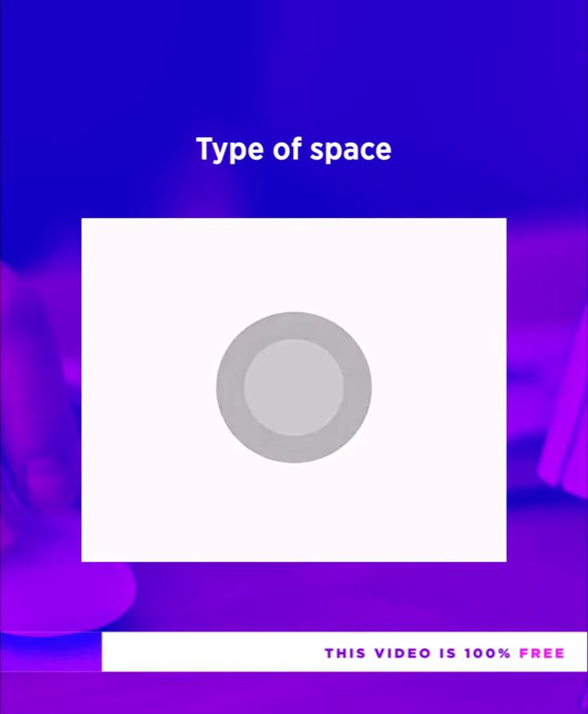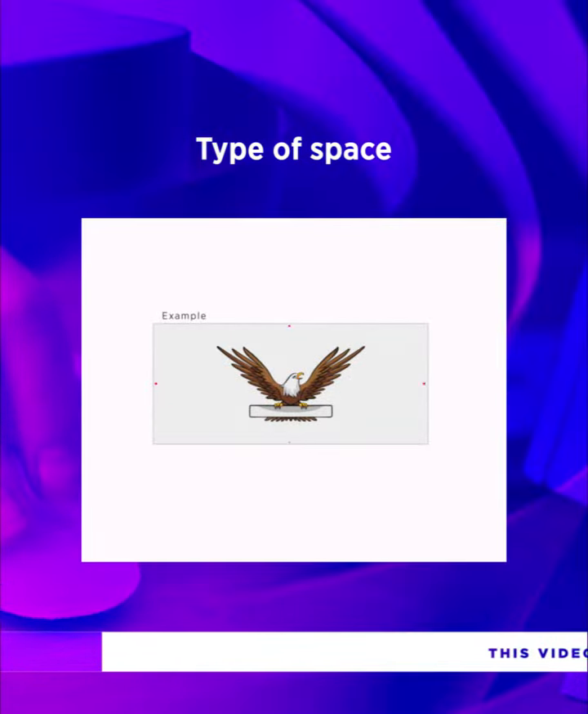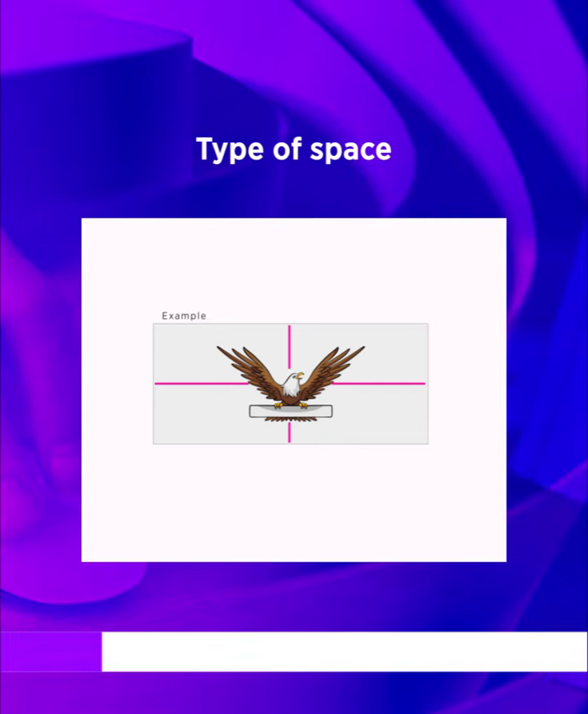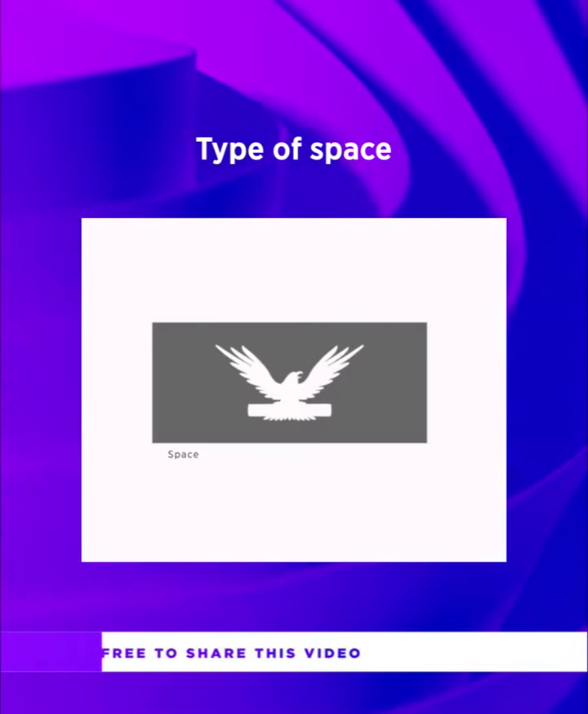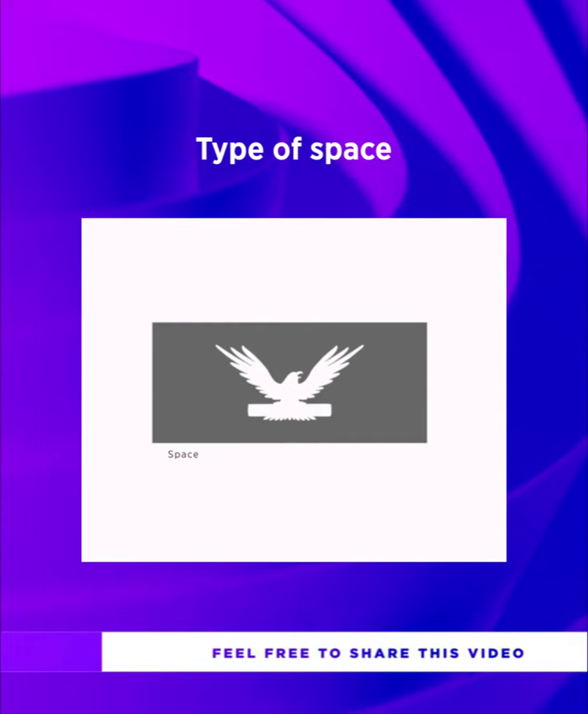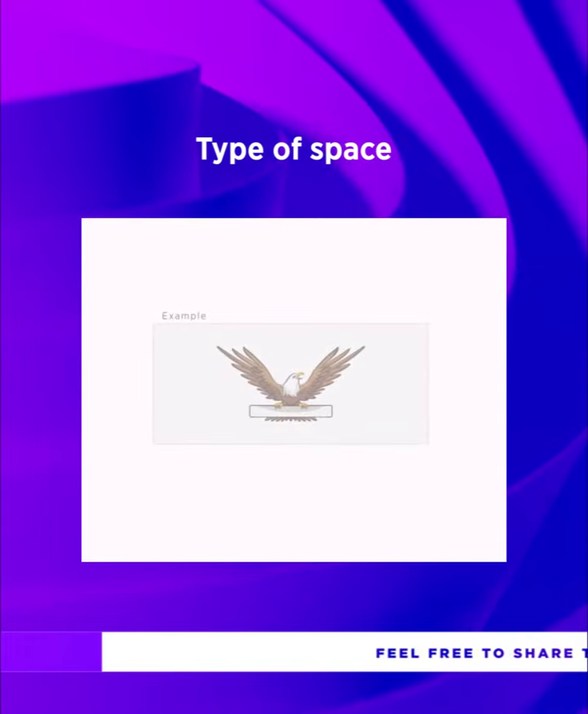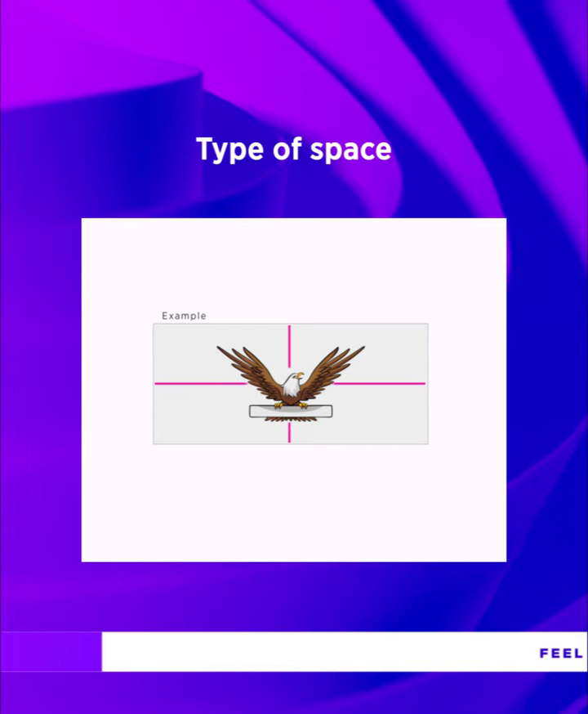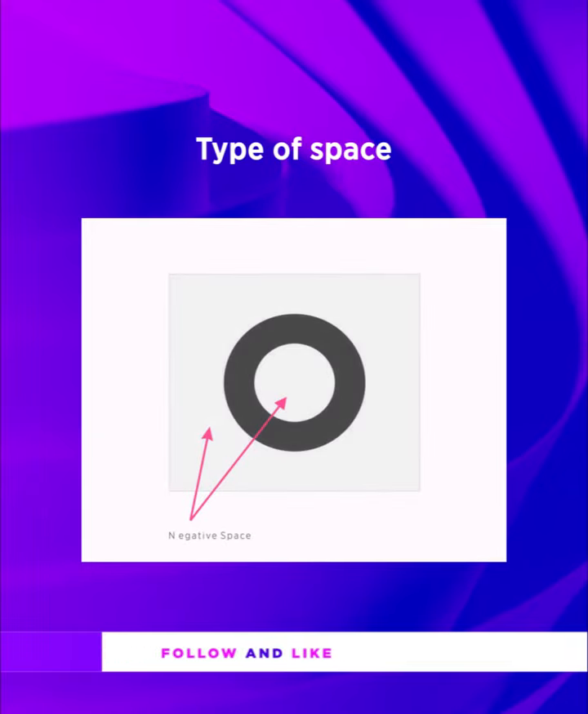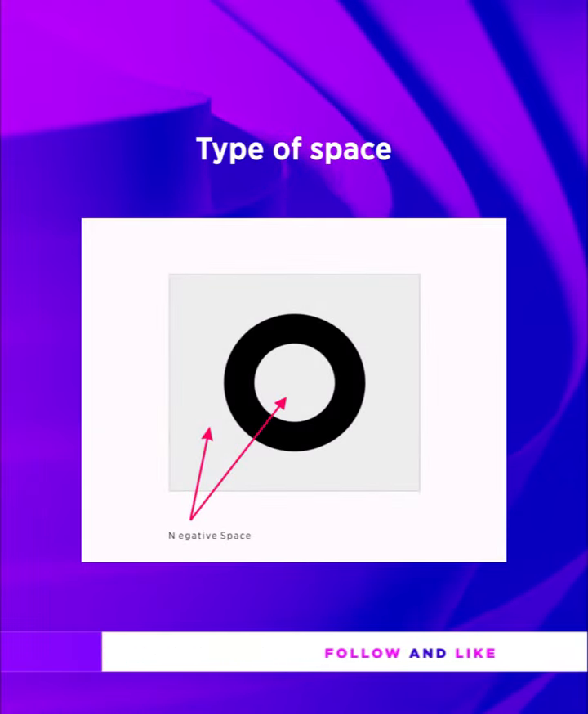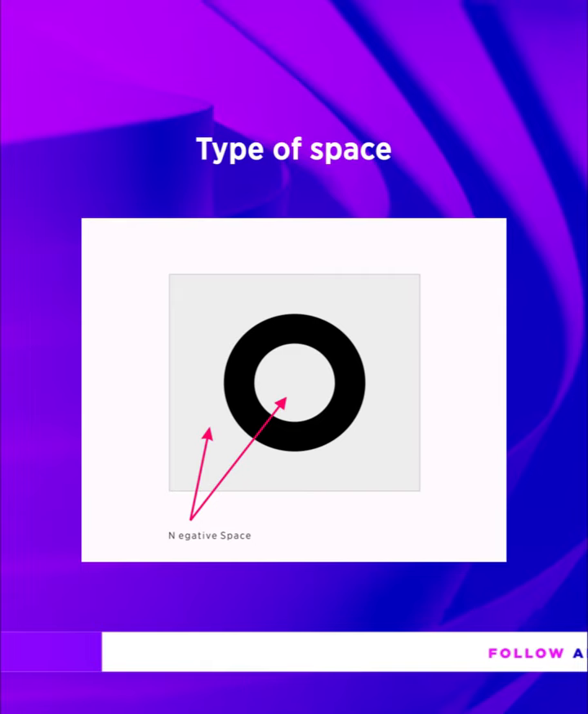That leads us to the second type of space, negative space. Negative space is the space that surrounds an object or element that we place on our page. It is also called white space. Of course, it's usually the background. Now, going back to the previous example, the space which replaces the second circle, together with the space that surrounds the letter O, is a negative space.